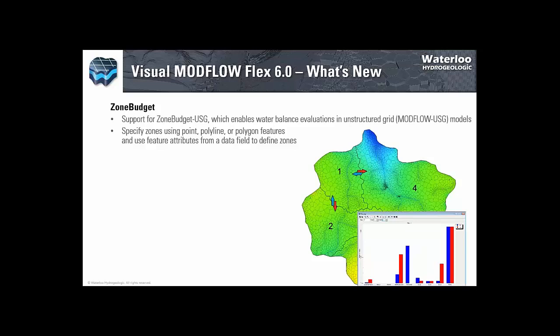So you're looking at agriculture and you want to see how much groundwater is discharging to agricultural zones, you could group them based on that land use type. And we'll go over that again in the demo.